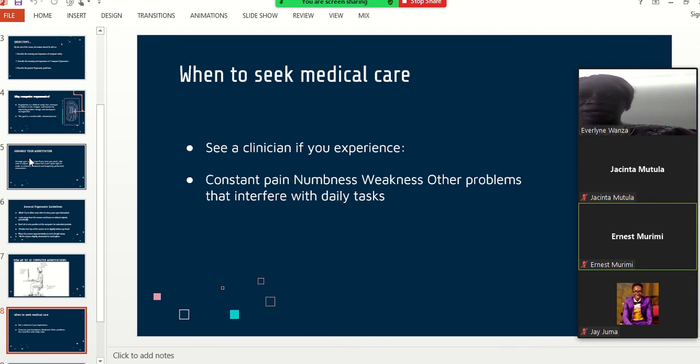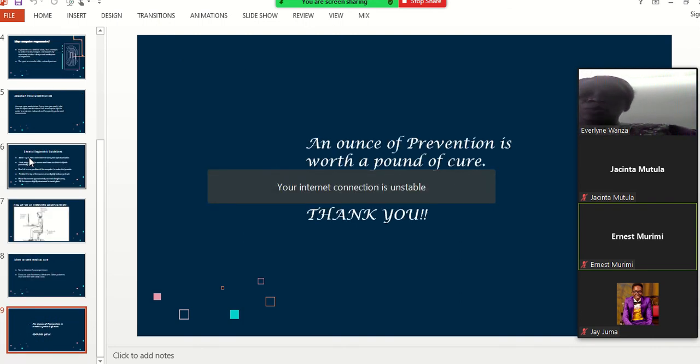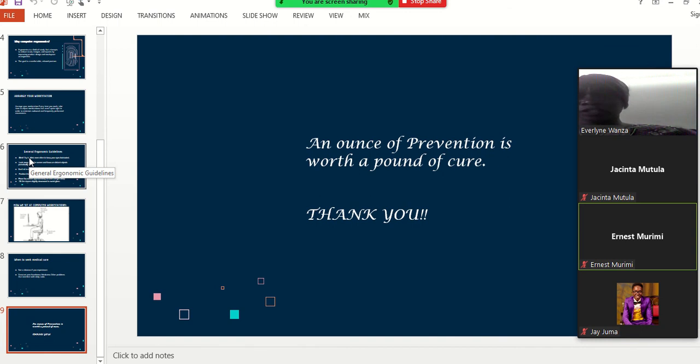medical care. Now, we normally say that an ounce of prevention is worth a pound of cure. So let us prevent these issues. Let us try to practice what we have said. I'll be checking the chat session, and just as a recap, we have talked about ergonomics, computer ergonomics. This is the safety of your well-being while you're using your computers. So let us practice this. Let us encourage our parents, our friends, our children on the best practices while we are using these computers.